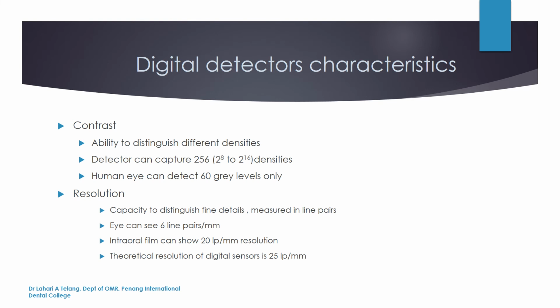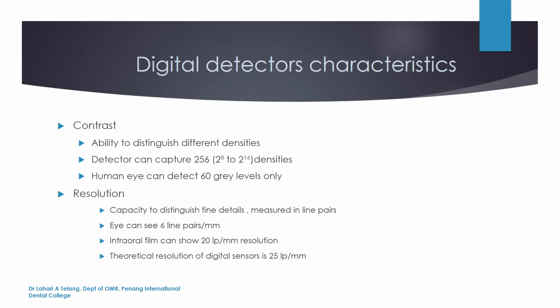So when it comes to detector characteristics or sensor characteristics, they are very similar to the characteristics seen with film-based images. You have contrast, which is the ability to distinguish between densities. A detector can capture a lot of densities, around 2 to the power of 8 to 2 to the power of 16 densities. But the human eye can only detect 60 gray levels. So in spite of the fact that the digital image can display a lot more variations in densities, your eye can actually capture and process only 60 of them.